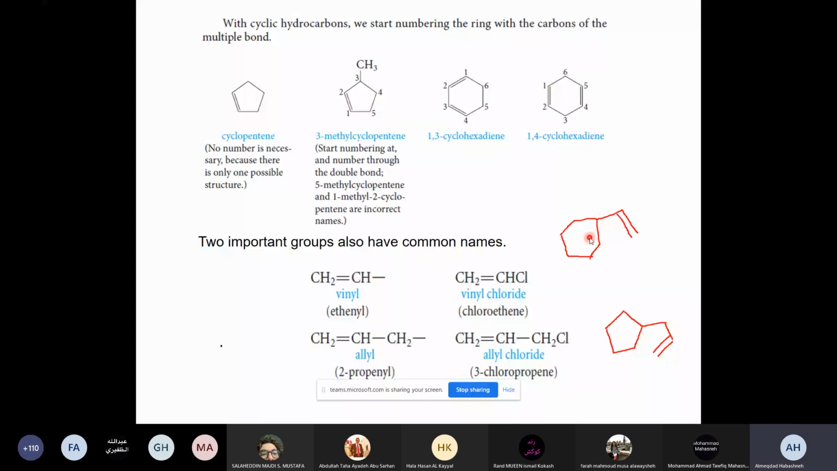Whereas if you add CH2 to the double bond, the name of this substituent is allyl. So if you have CH2 added to the double bond and the connection with the parent is from the CH2, we call it allyl. So when we have the chloride connected to the CH2, we call it allyl chloride.